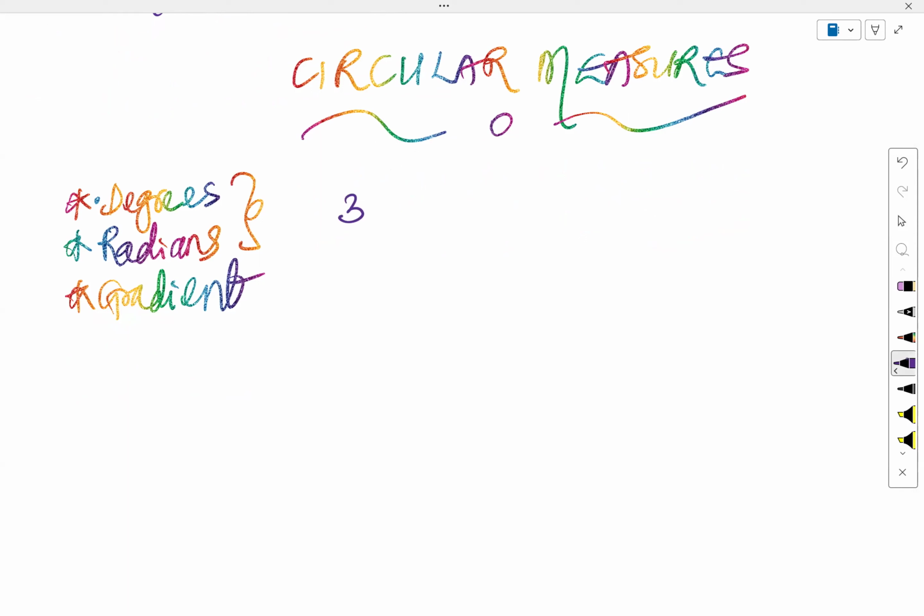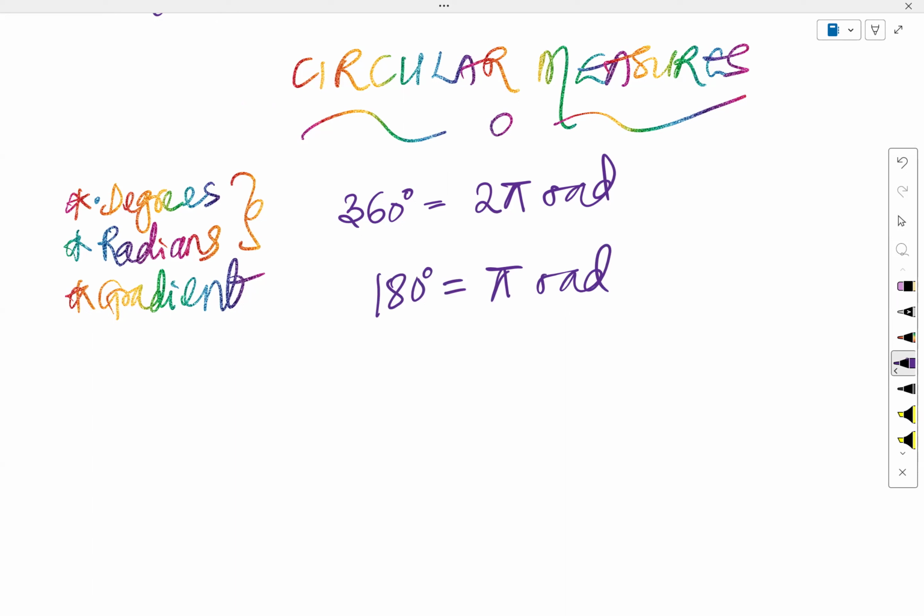When you have 360 degrees, 360 degrees is seen as a complete revolution. And in terms of radian, that is 2 pi in radian. Okay. So once you have this basic relationship, then you can move on from there. If you divide both sides by 2, for instance, it means you have 180 degrees equal to pi in radian. 180 degrees is pi in radian.